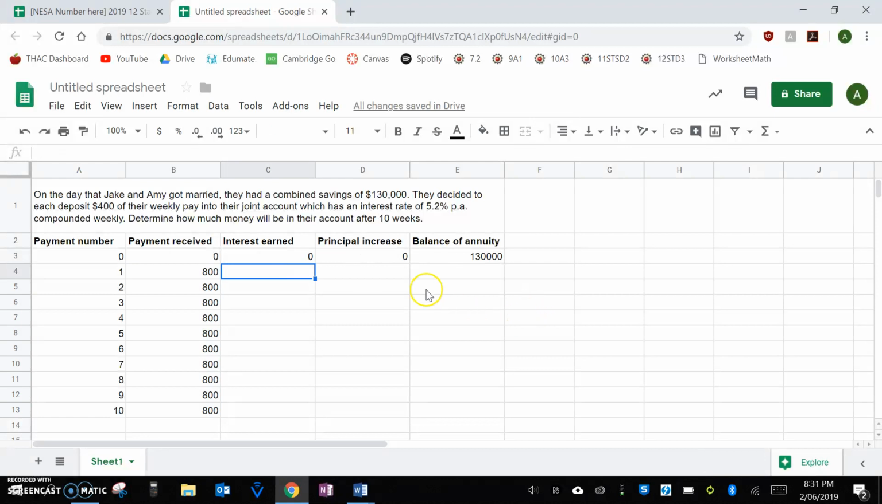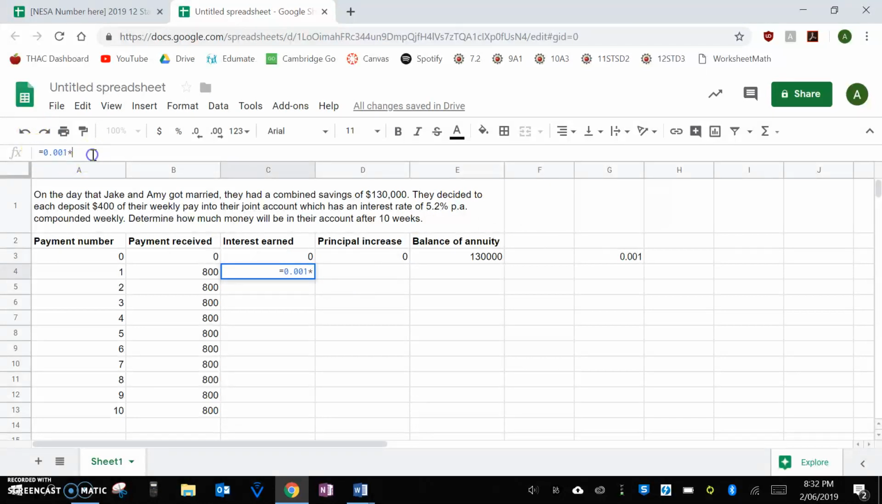To determine the interest earned, the interest is based on how much money is in the annuity, or in the bank account. So balance of annuity. Because it's 5.2% per annum compounded weekly, I need to work out what that is per week. So if I were to do equals 5.2% divided by 52, that is 0.001. So the interest earned is 0.001 of, which means times. Sorry, I need to press equals here.